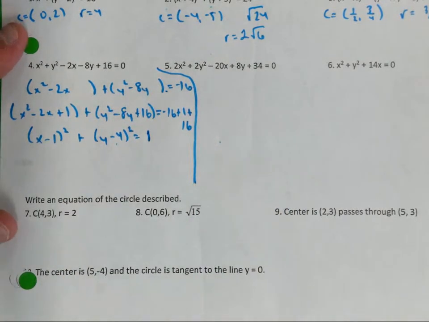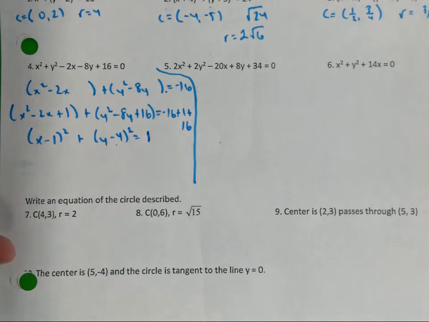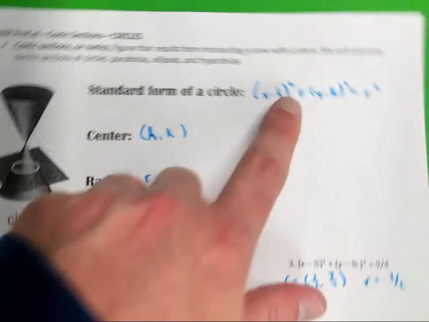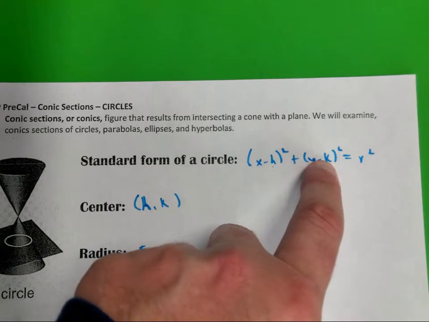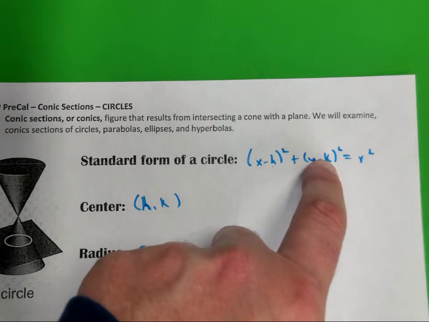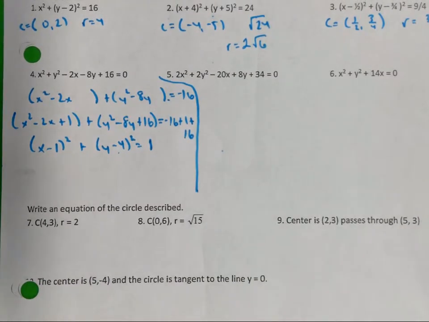Yes? Why are we taking out of the square? Because you're trying to... Does this look anything like this at the moment? No. That equation does not look like that equation. You got to get it to look like that equation. And the way you do that is through the process of completing the square. And that's why we're doing what we're doing here.